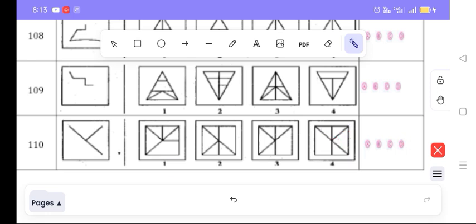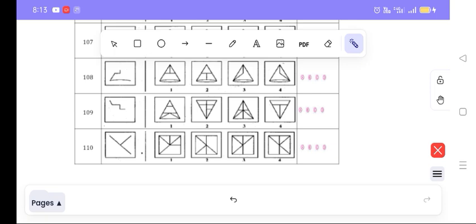Dear students, till now we have discussed question number 101 to 110. Now let us have discussion. Now you have to participate in the discussion and you should give the answer and the reason for finding out.